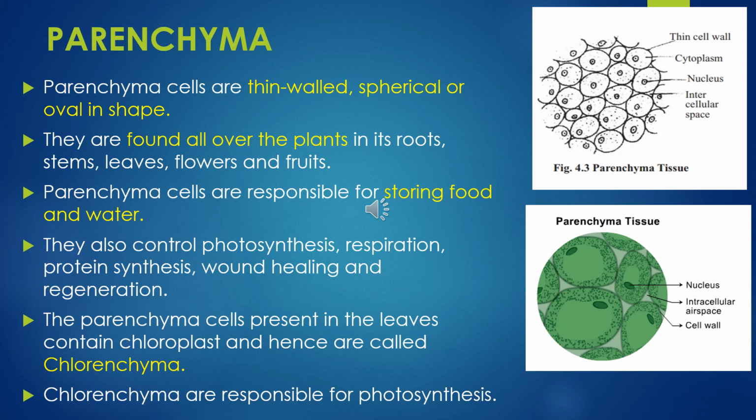Parenchyma. Parenchyma cells are thin-walled, spherical or oval in shape. They are found all over the plants in its roots, stems, leaves, flowers, and fruits. Parenchyma cells are responsible for storing food and water. They also control photosynthesis, respiration, protein synthesis, wound healing, and regeneration. The parenchyma cells present in the leaves contain chloroplast and hence are called chlorenchyma. Chlorenchyma are responsible for photosynthesis.